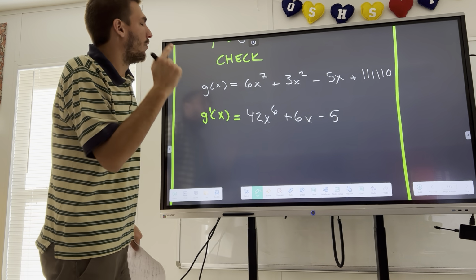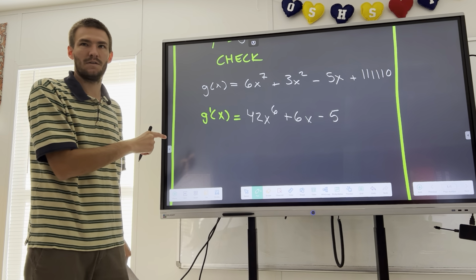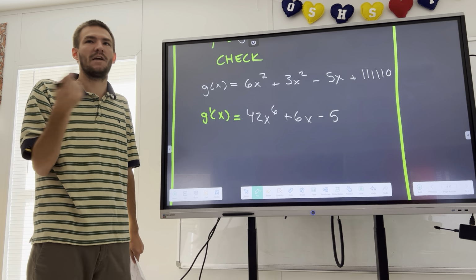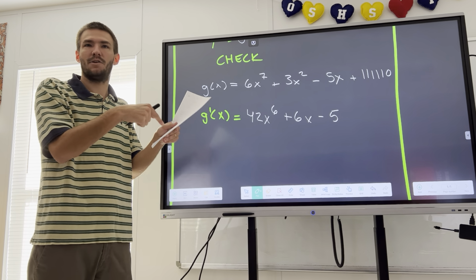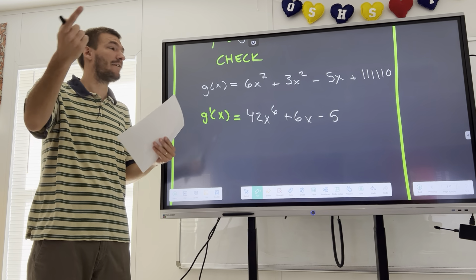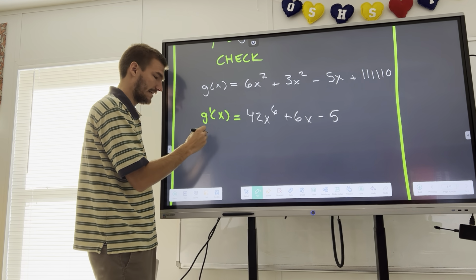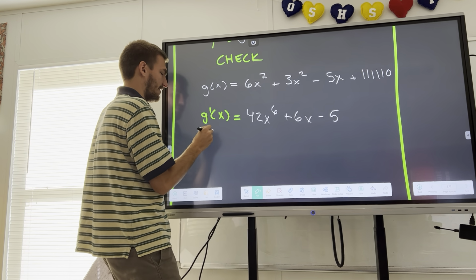Now, what does this do? Why find g prime? What can we do with g prime? It's already in the notes, we already talked about it, more review. We can find the slope. Remember, this g prime is the gradient. This is the gradient finder.